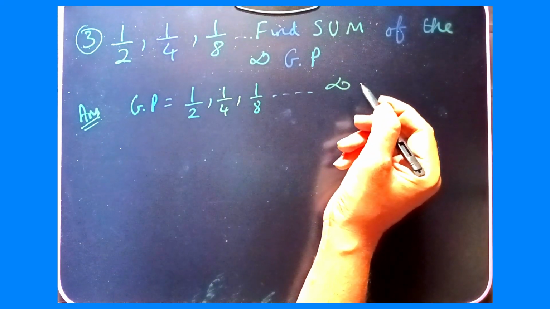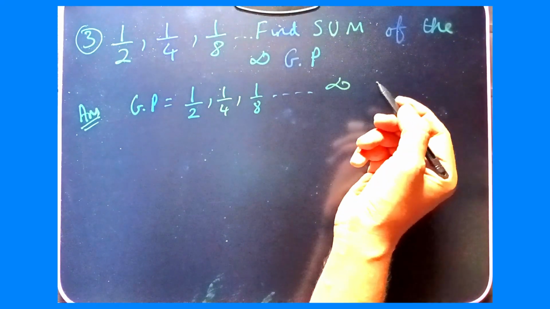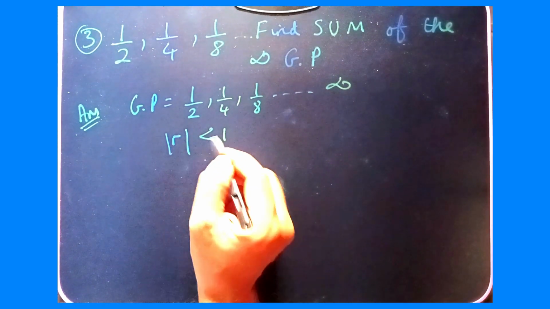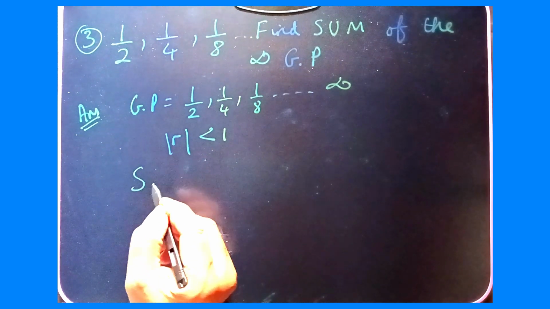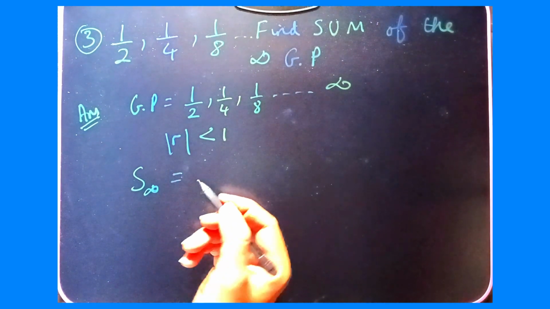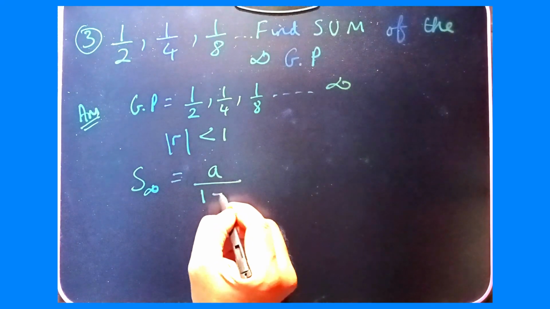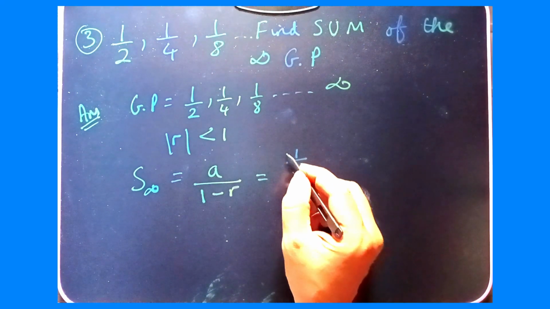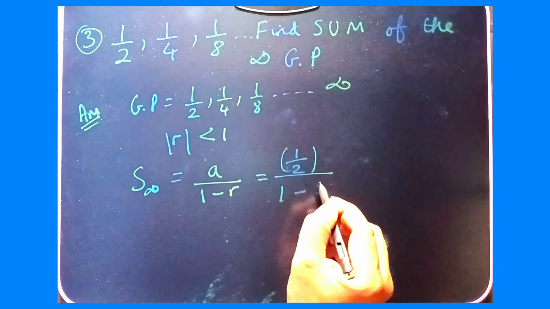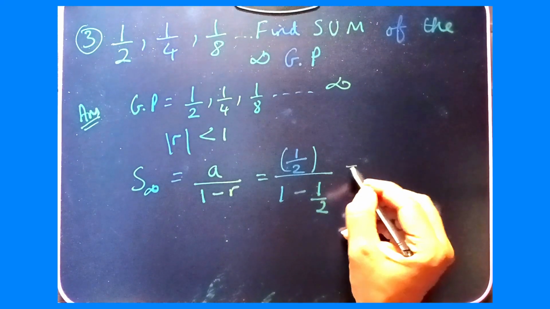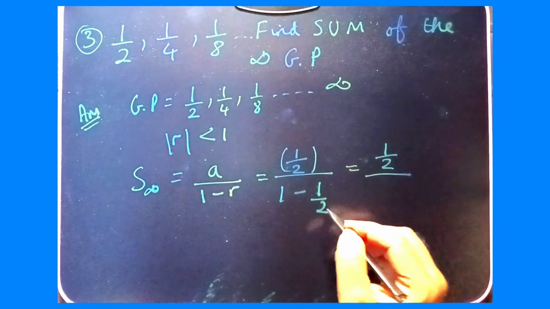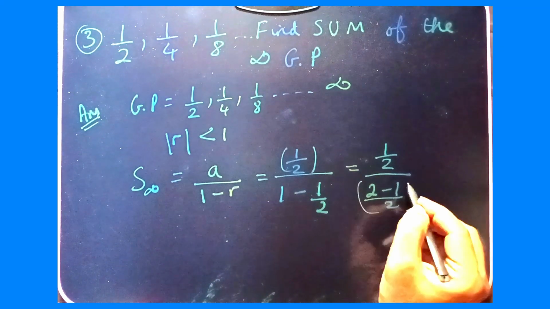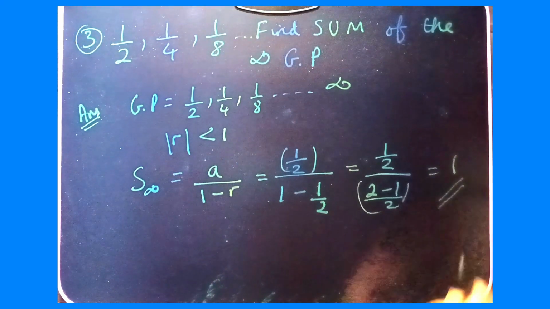For the infinity case, do you remember? Here the ratio is less than 1, right? So for the ratio less than 1, the sum till infinity can be written as a divided by 1 minus r, right? This is the formula. So a is 1 by 2 divided by 1 minus 1 by 2. So you'll get 1 by 2 divided by 2 minus 1 divided by 2. So you'll get equal to 1 here. Okay, this is your answer.